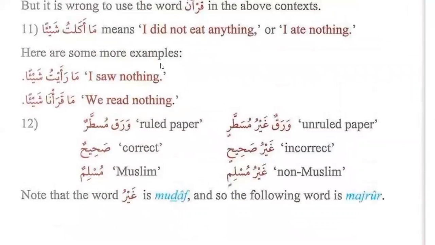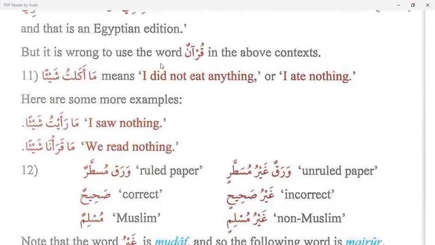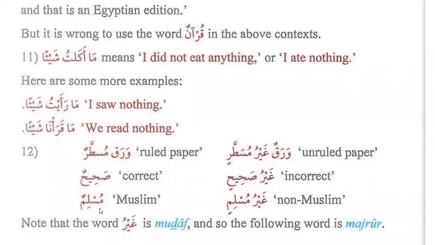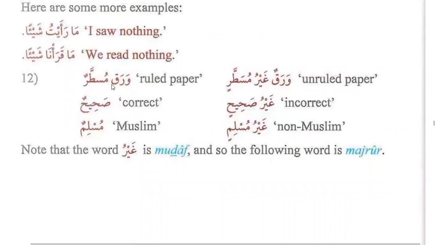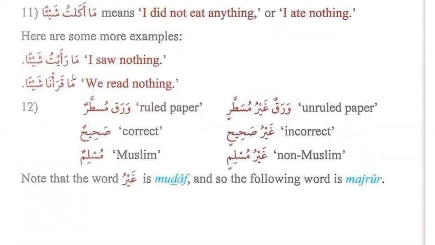Next, Ms. Satya. Ma akaltu shayan means I did not eat anything, or I ate nothing. Here are some more examples. Ma raitu shayan: I saw nothing. Ma qara'na shayan: we read nothing. Then we have, okay, complete this point, Satya. Satya completed.